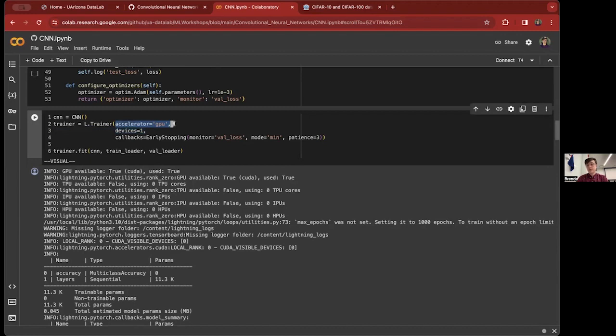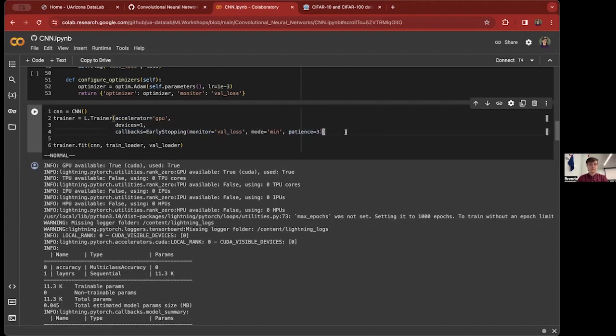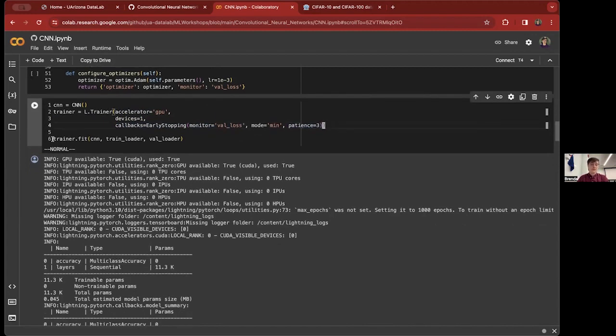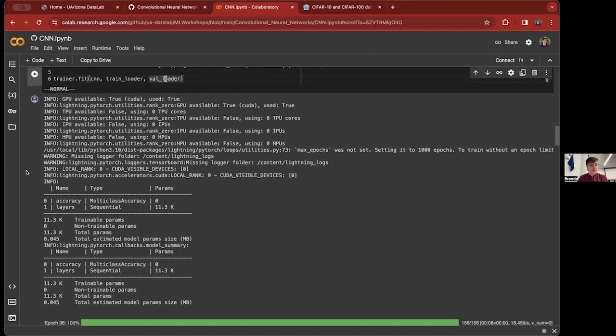So we're telling it, okay, you can use the GPU for this, use one GPU, and we give it this extra parameter that just says, you can stop if you have not seen any improvement in our validation loss in 3 epochs. So that's it. You're looking at the validation loss, and after 3 epochs, if you have not improved, you can stop training. And then it's as simple as calling trainer.fit. So we give it our model, and then we give it the data, the train loader and the validation loader. And it will start training for us.